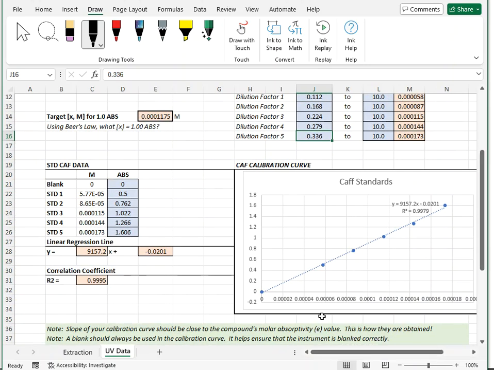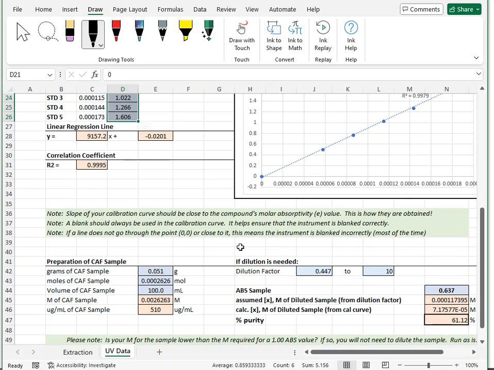Once those standards got prepped and fully mixed, those standards got analyzed on a UV, including a blank, and we get absorbance values for those. That blank and those concentrations and absorbances get plotted into a calibration curve, and that's what you see over here to the right-hand side. That gives me a regression line and an R-squared value.